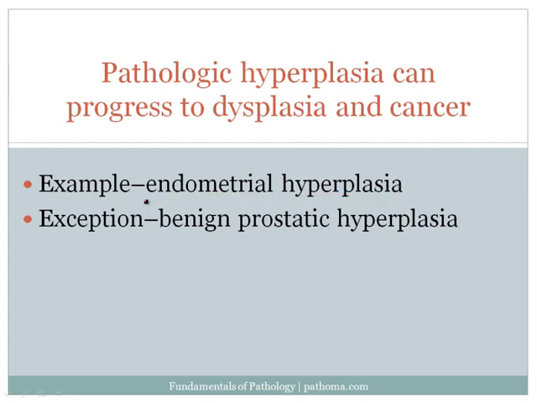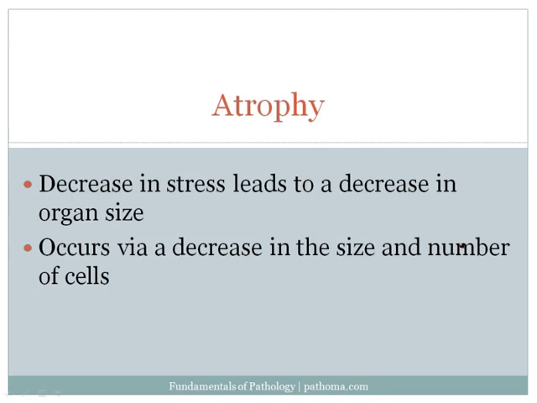Another important point to be brought up here is that there is one very classic exception to this general rule, and that is benign prostatic hyperplasia, or BPH. Now, benign prostatic hyperplasia is a pathologic hyperplasia. However, it is not related to cancer, and there is no increased risk of cancer with BPH. So this again makes for a nice examiner's question, because of the fact that it's an exception to a general principle. Okay, the next growth adaptation is atrophy.